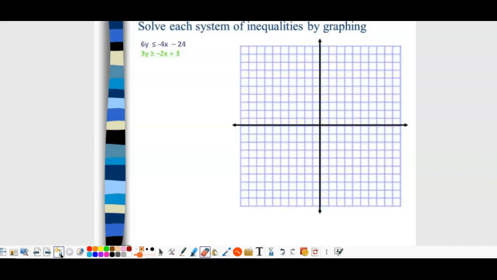Solve your equations for y, so you can graph them.